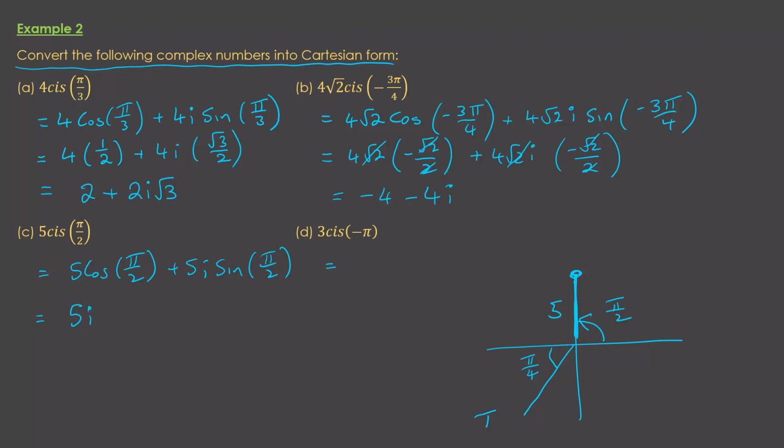And finally, we have 3 cos negative pi plus 3i sine negative pi. And we should know that cos of negative pi, out here, the cosine of negative pi is negative 1, and the sine of negative pi is 0, so that is just the real number, negative 3.